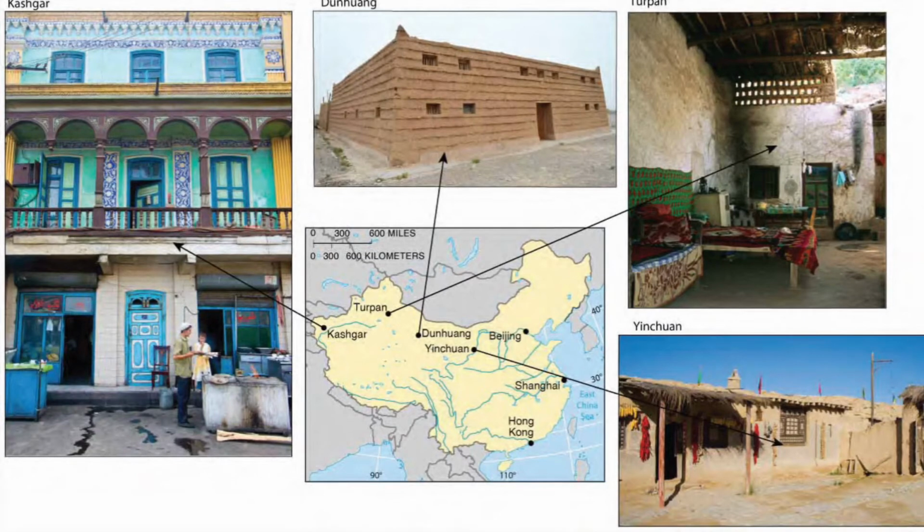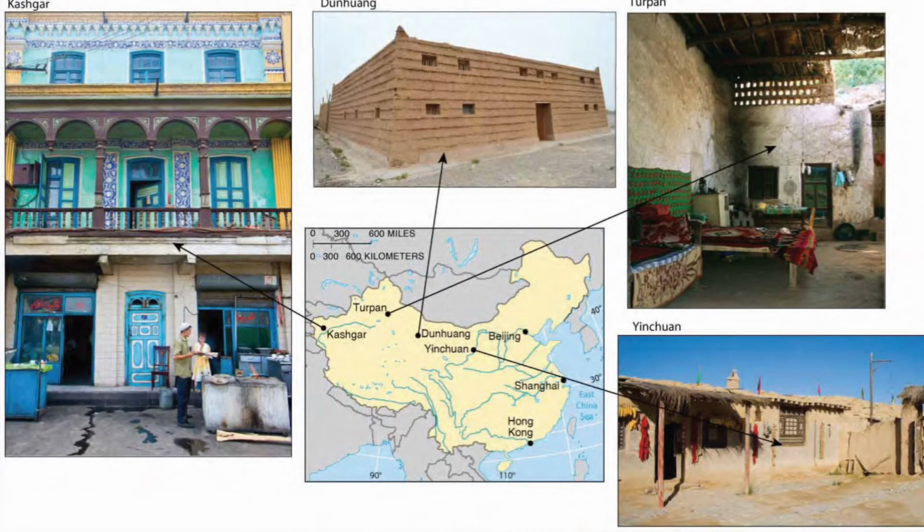Now, I want to look at, on this slide, even though I don't have it, four different houses that are found in the same region. In a lot of the Chinese villages in the same geographic region, you have different types of houses.